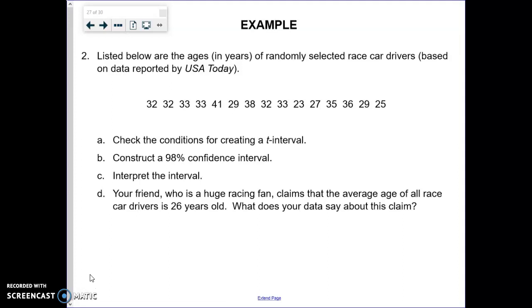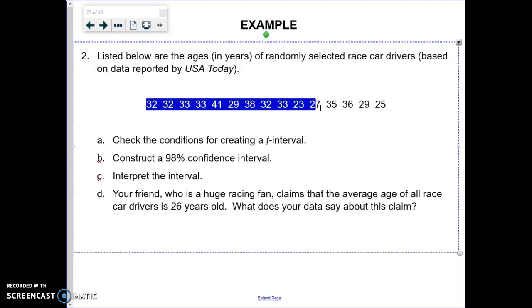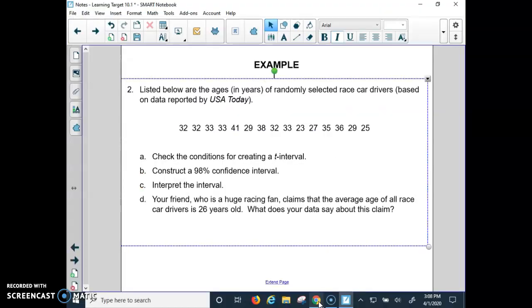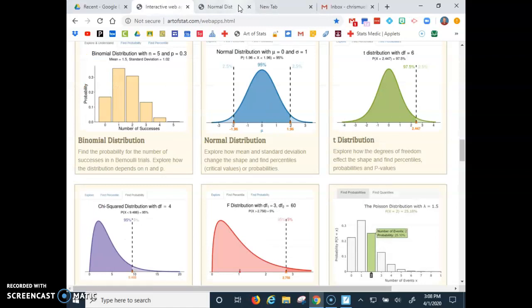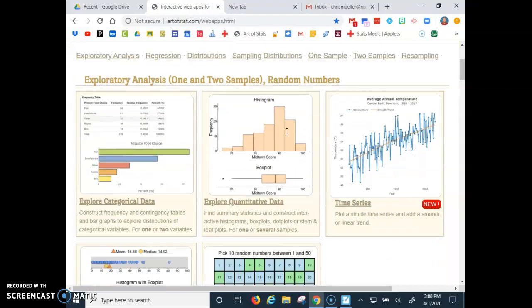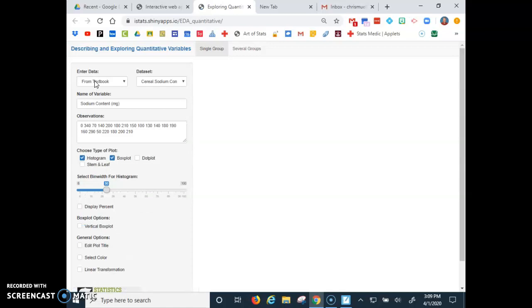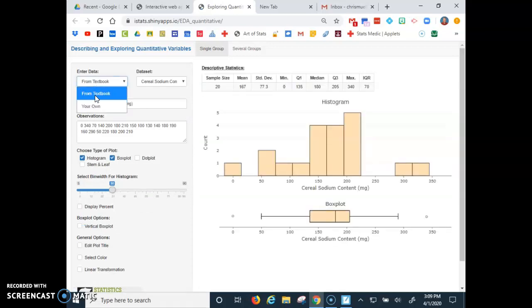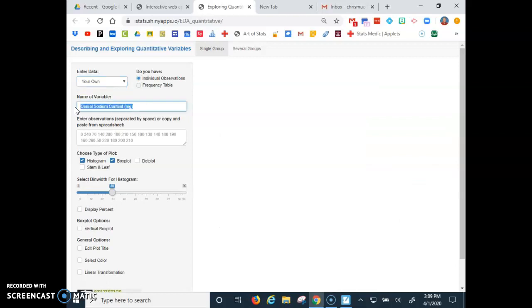Okay? So let's go ahead and graph this data set. So we're going to have to use our ArtiStat app. I'm going to highlight these data values so I don't have to type them in. You'll have to type them in. Now again, this is quantitative data. So if we go to our stat app here and go up at the top, since we're going to graph this, let's go to exploring quantitative data. And you've all done this before. Your own data. This data represents ages of race car drivers, and it's in years.